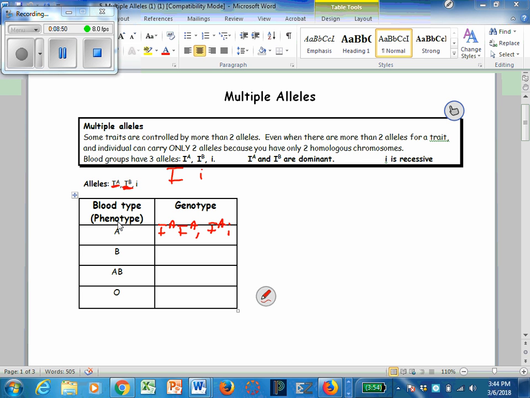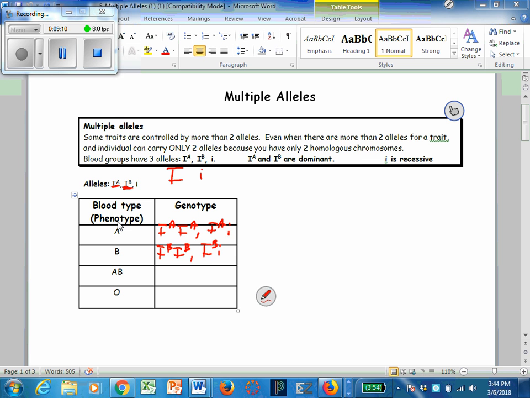B blood is very similar, but just the opposite. Only we're using B now instead of the A. So you have IB IB, that's a homozygous individual, or you have heterozygous IB i. Either way, you have B blood.